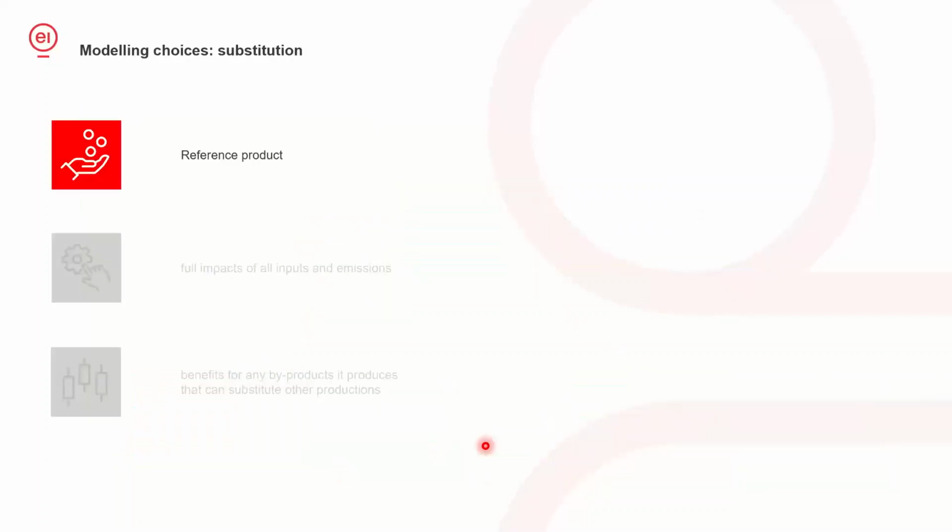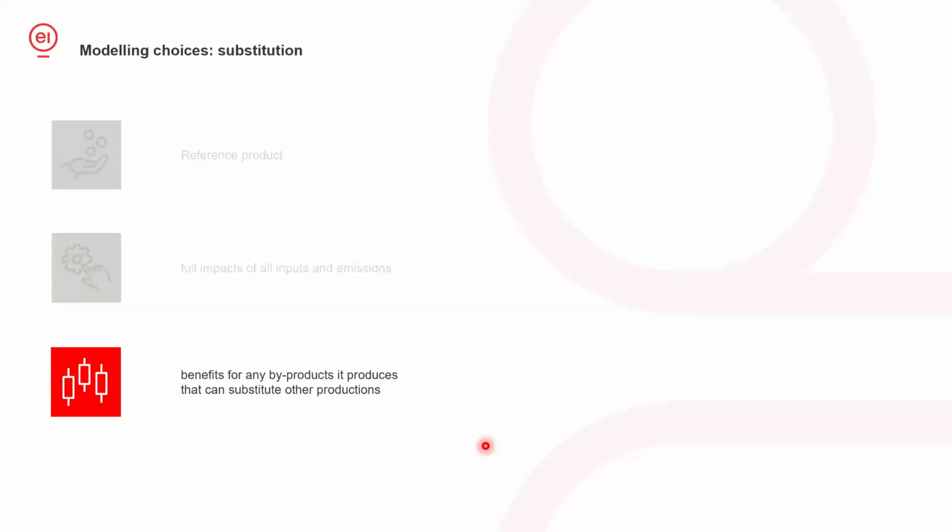In the case of substitution, the reference product gets all the burdens, all the impact of the inputs and emissions. But in the case of substitution, we also give credits. The reference product gets the benefit for any byproduct, because if the byproduct was not produced in this activity, there would need to be a primary production elsewhere.